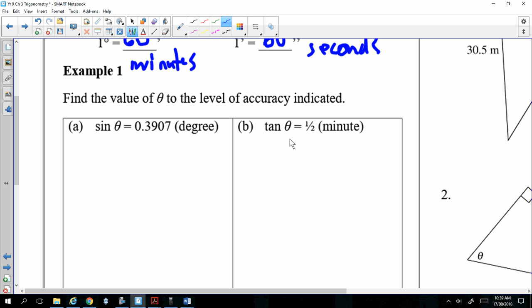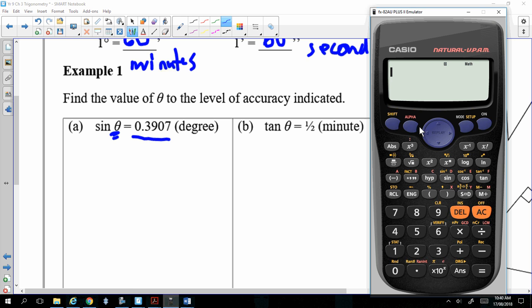We're going to find the value of theta to the level of accuracy indicated. So how do I find the angle that makes the ratio 0.3907? One way is to use a calculator and do trial and error. For example, sine 30 gives 0.5. That's too big, so let's make it a bit smaller. Sine 20 gives 0.34, which is too small. Sine 22? Not quite. So sine 23.